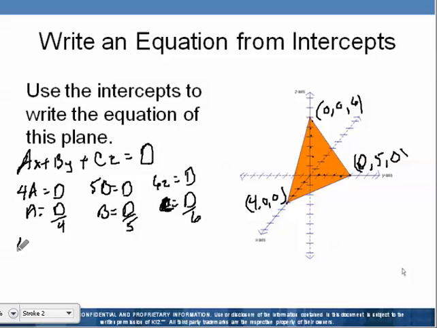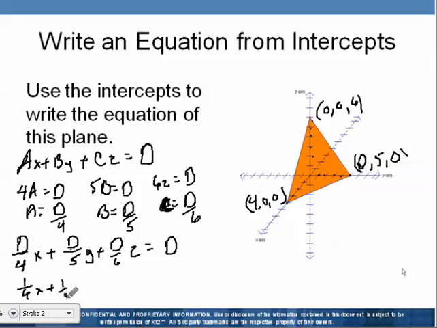So D over 4 times x plus D over 5 times y plus D over 6 times z is equal to D. You know what? There's a D in each one of these, so I can divide that completely out, and I get 1/4 x plus 1/5 y plus 1/6 z equals 1. I need to find a common denominator amongst all these down here.